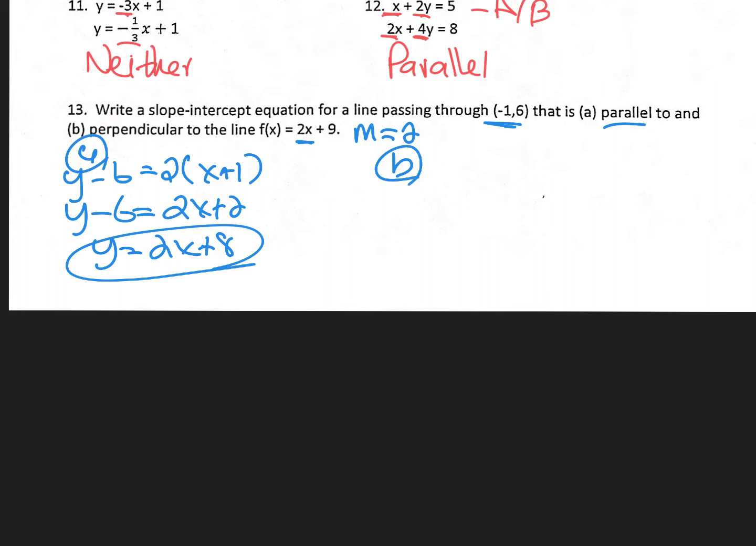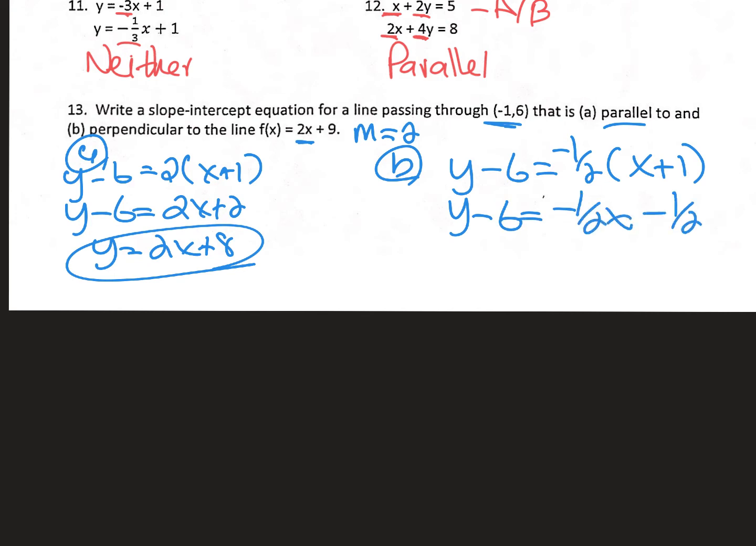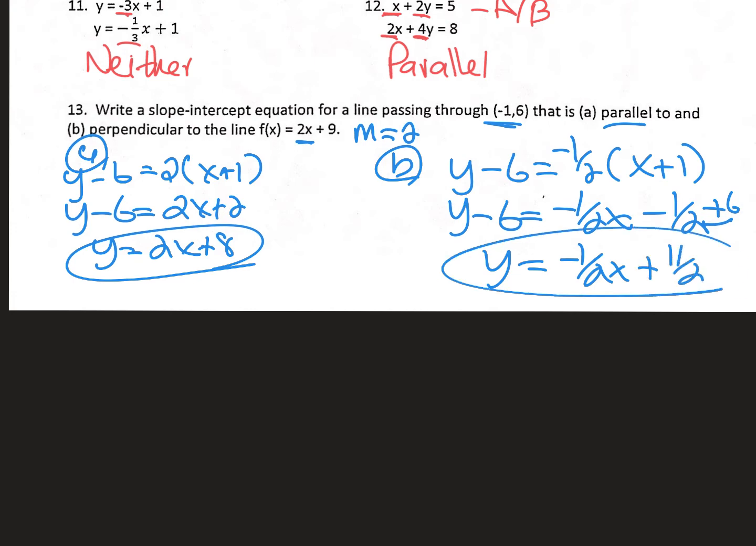The perpendicular part, I'm using the same point, so everything is the same except for the slope. The slope I'm going to use is the opposite reciprocal. The opposite reciprocal of 2 is negative 1/2. All right, so I'm going to distribute the negative 1/2, make it negative 1/2 x minus 1/2. Move the 6 over. This is a good discussion right here. If I move the 6 over, it's plus 6. So I'm going to do 6 times the bottom. 6 times 2 is 12. Minus the 1 is 11 halves. And there it is, A and B.